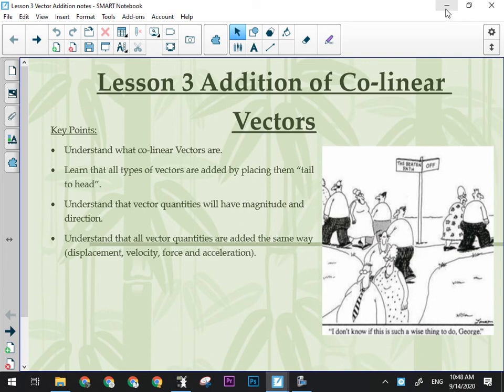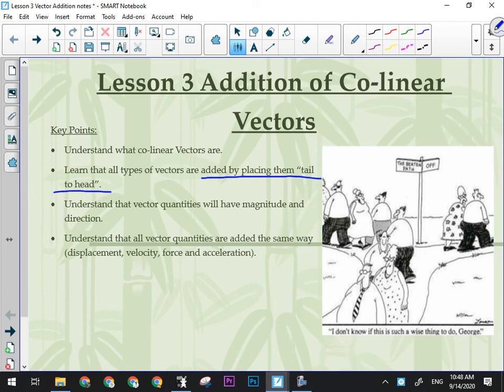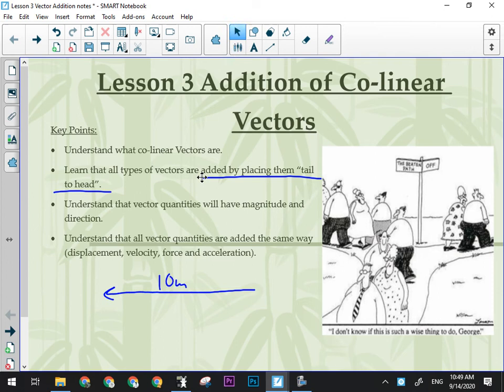The other things we need to look at are the basics of all types of vector addition. The basic premise of all types of vector addition is that we add vectors by placing them tail to head. That is, we draw a picture of the trip in question. So if I said to you, somebody walks 10 meters left, I would do this, and then walks 7 meters to the right, that would be my tail to head vector drawing, or vector diagram.